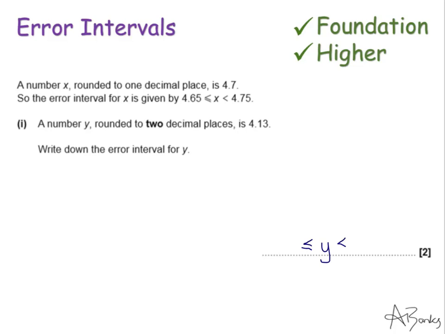Now because this has been rounded to two decimal places, I'm going to go to 3 decimal places with my lower and upper bounds. That's what these are called, the lowest value and the highest value. So it's going to be 4.135 for my upper and 4.125 for my lower. So I'm basically going 0.005 above and 0.005 below the value that they've given me.